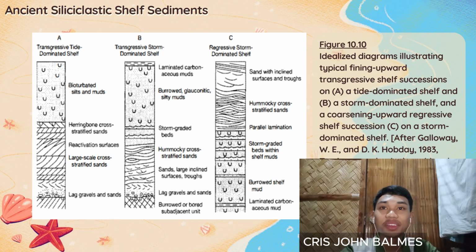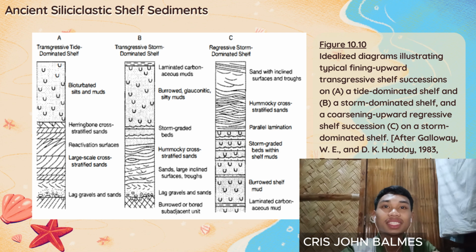That's right. Figures A and B are the transgressive, wherein A is the tide-dominated shelf and B is the storm-dominated shelf. That leaves us with C being the regressive. Now, can you spot and tell the difference of transgressive and regressive with this figure?